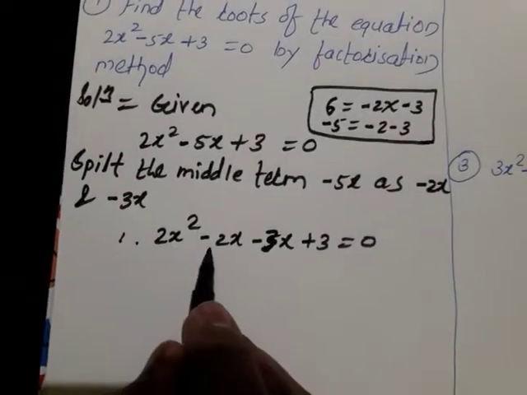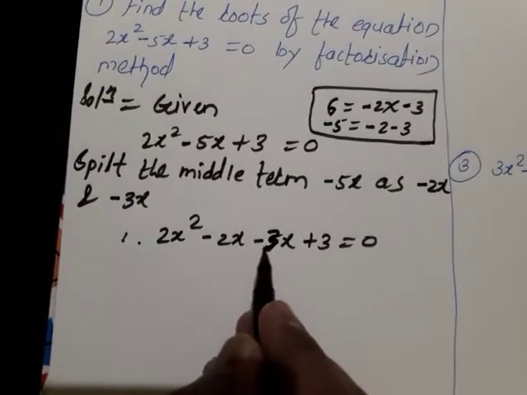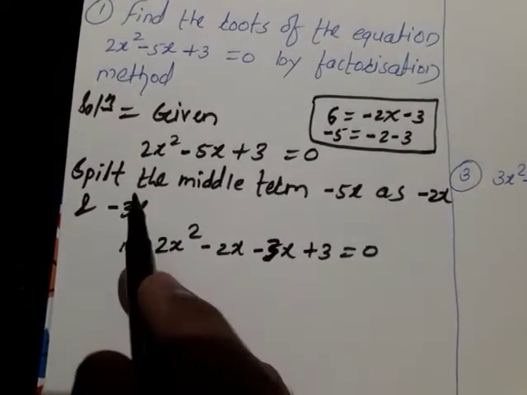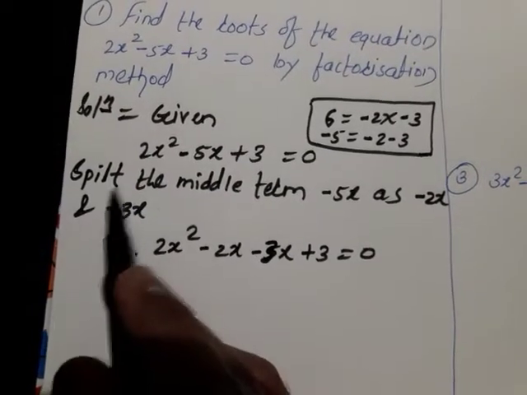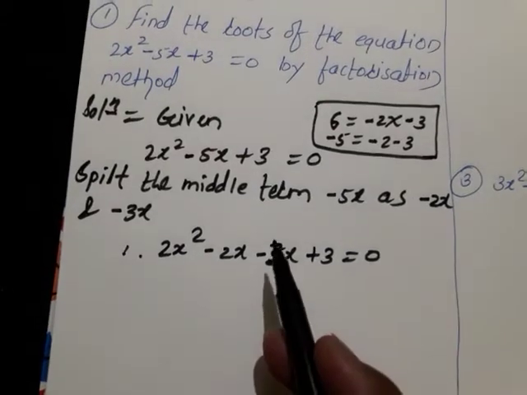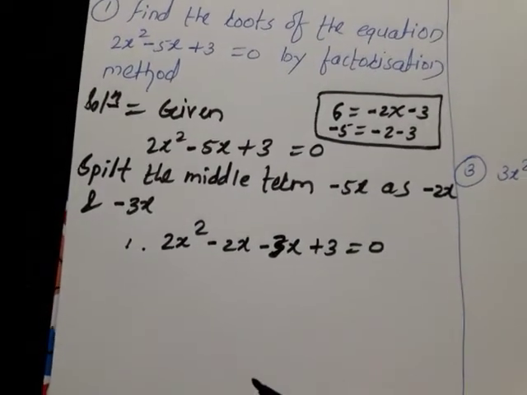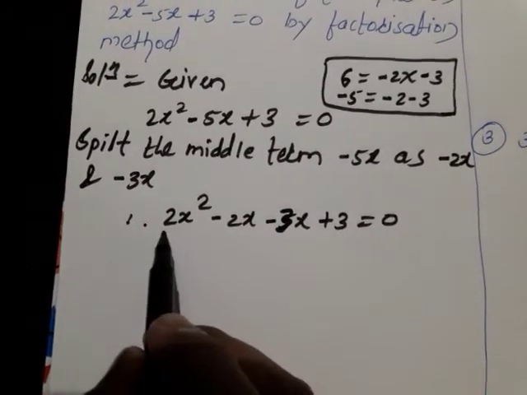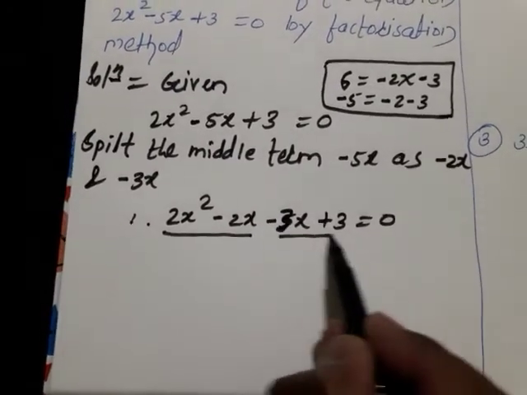Look here, 2x square minus 2x minus 3x means what? 5x. What did I do over here? I have split this number. Which number? Minus 5x. I have split that in which form? Minus 2x and minus 3x. Now what to do? Look here. You have to make a group of those two numbers.